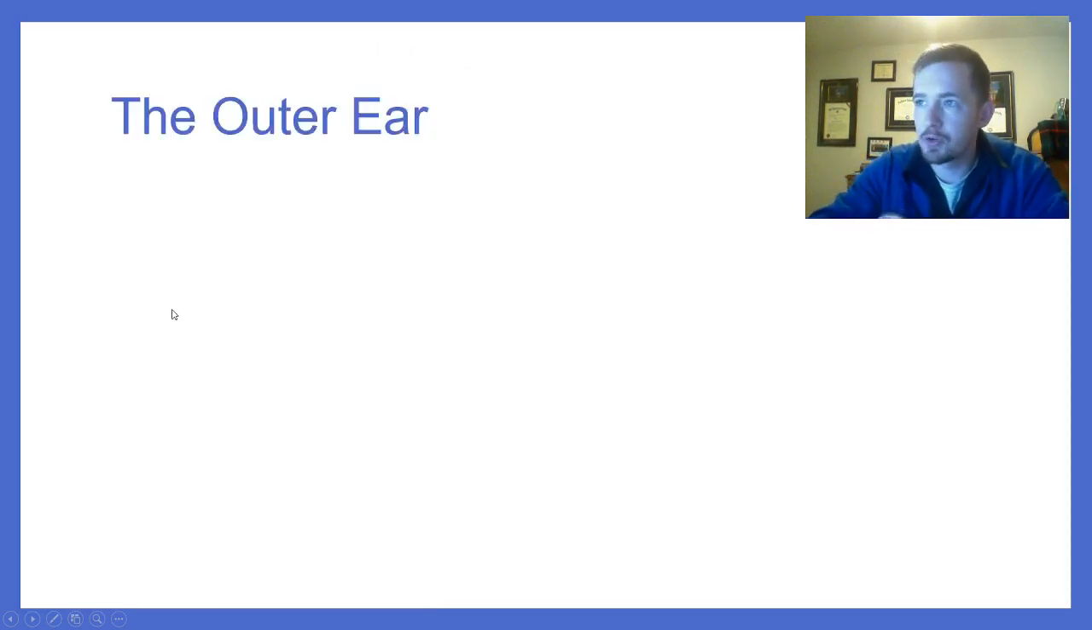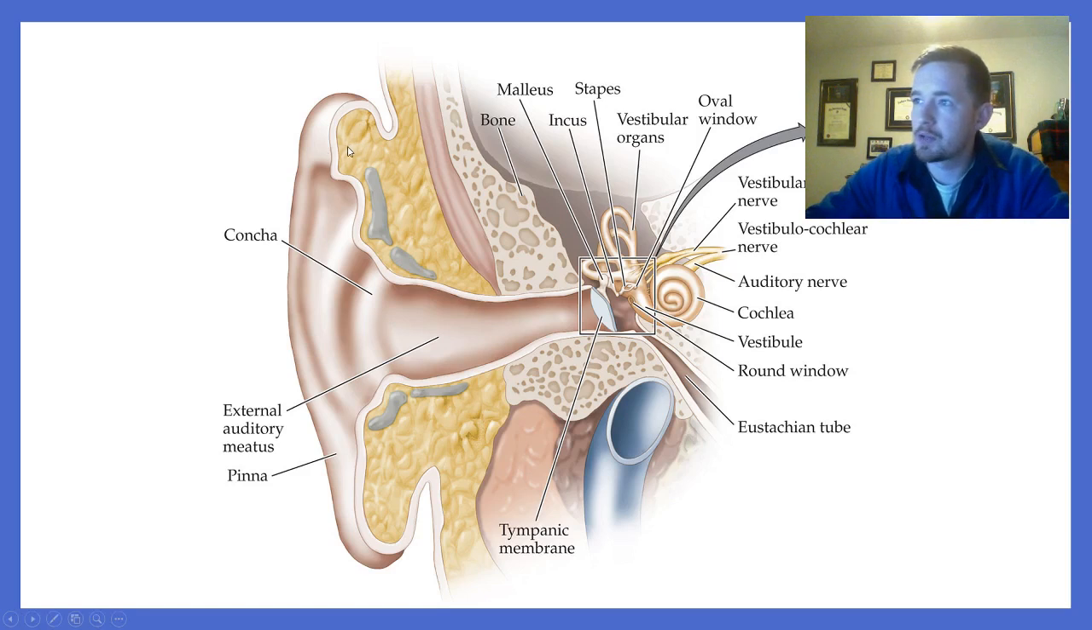Actually, before we get to the outer ear, I'm going to say that the way that we're going to approach this is going to be very similar to Chapter 2, how we approached vision. In other words, we're going to start right here on the outside, we're going to go straight in, and we're going to find our way to the brain. So that's how we are going to navigate through the rest of this chapter.